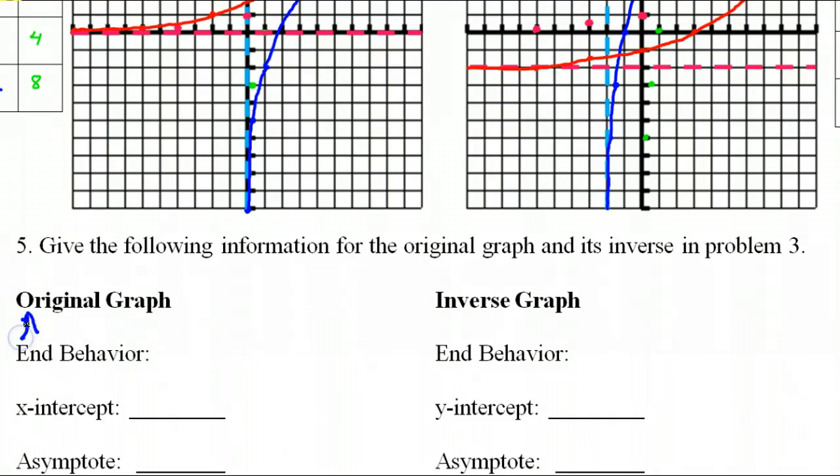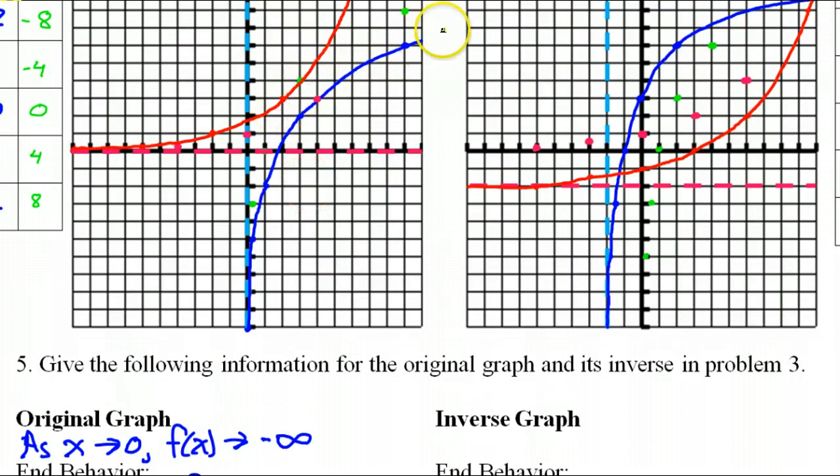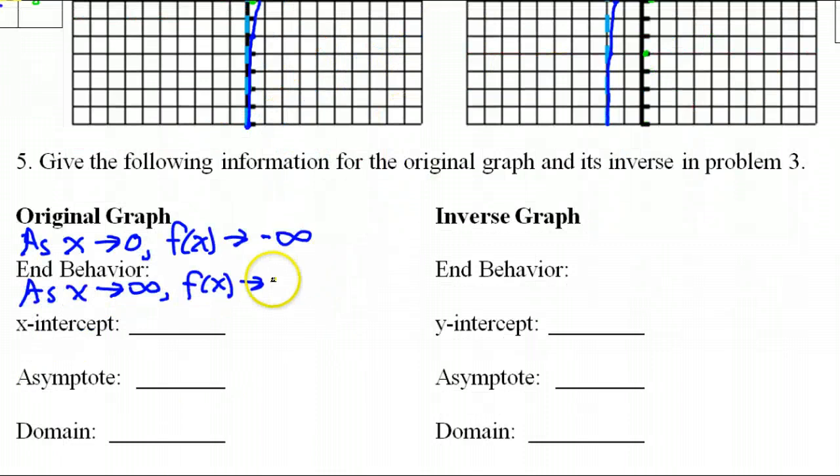Okay, so as x approaches 0, f of x approaches... Well, as we approach the asymptote, it's going down, down, down. So that's negative infinity. Now, as we go to the right, so that's as x approaches infinity, f of x approaches... As I go to the right, this goes up, up, up into the sky. So that's going to be positive infinity.